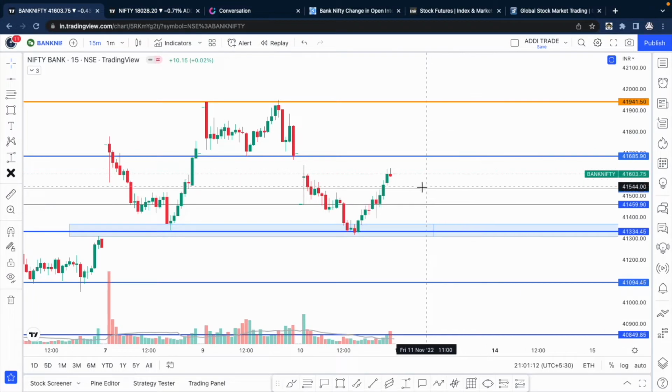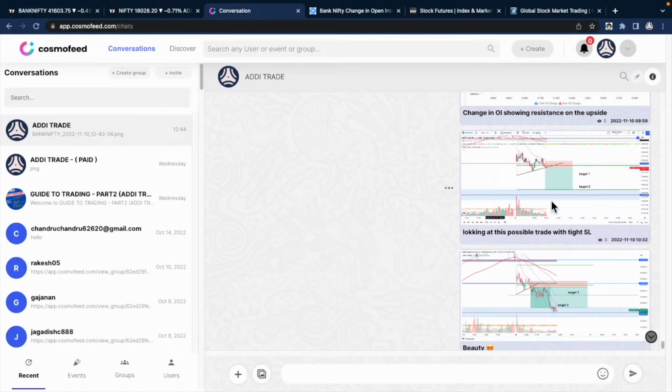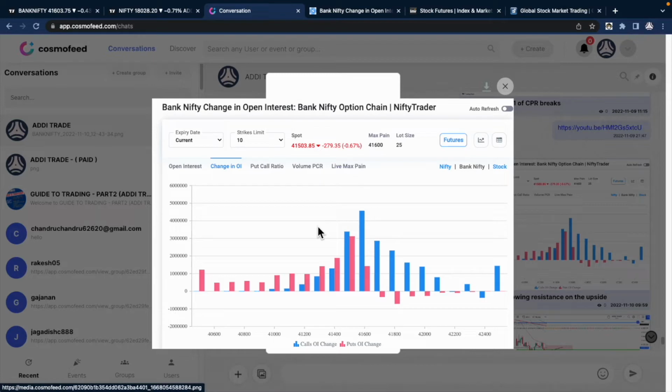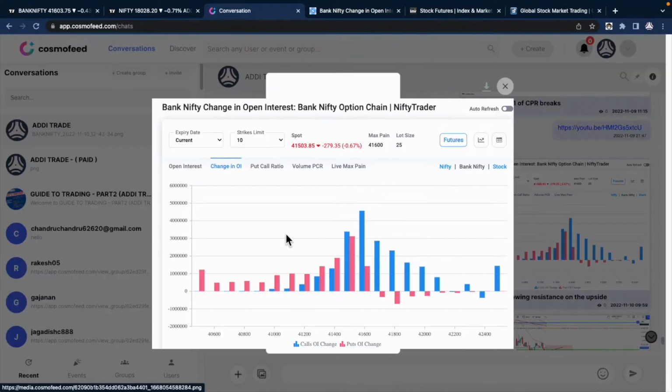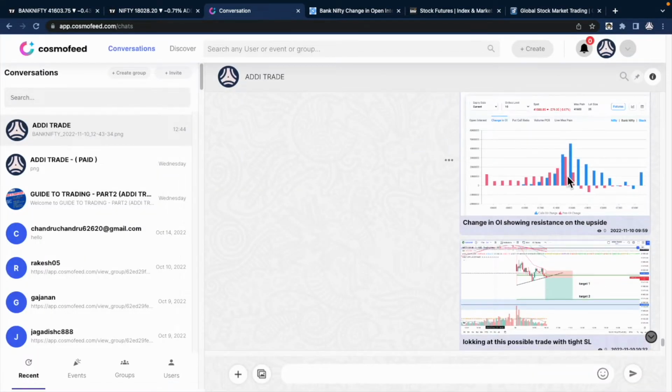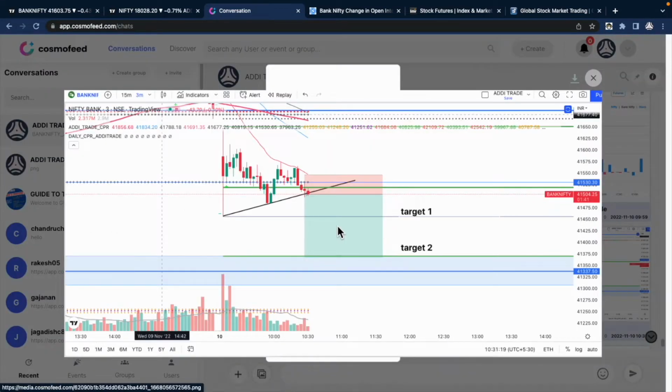Firstly, in Banknifty, this screenshot was posted at about 9:50, around 10 o'clock. It was pretty clear that in the morning, the OI was on the call side. There was resistance on the upside. That is what we posted here. That's why we had a short view, in the sense we were expecting some dip until this level, that is 41,375. Now this trade was given based on the 3-minute time frame along with the open interest.